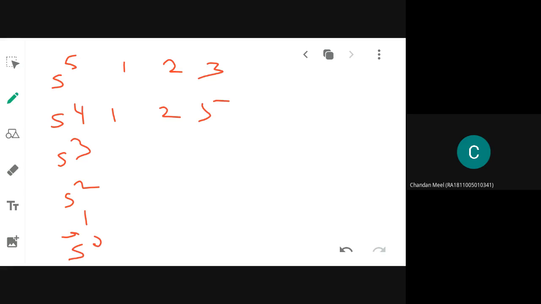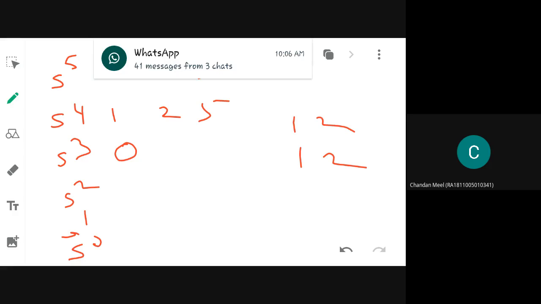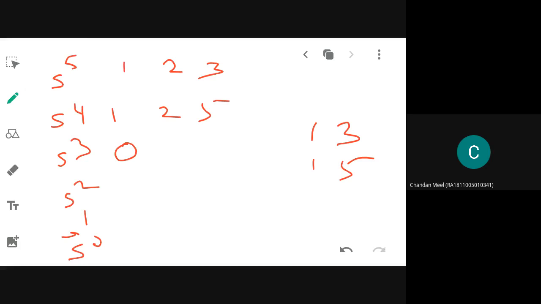Yes, ma'am. Tell me the third row element. It will be 0. Okay. What about the next element? 1, 3, 1, 5. So that will be what? Minus 2, that is 3 minus 5 divided by 1. So that will be minus 2. Okay, Chandan.